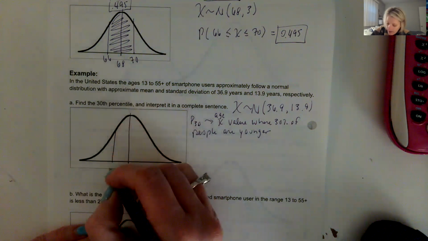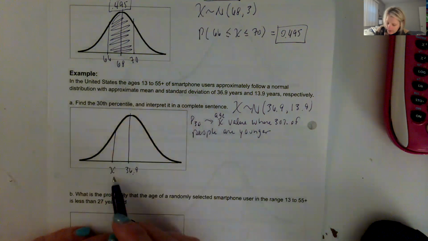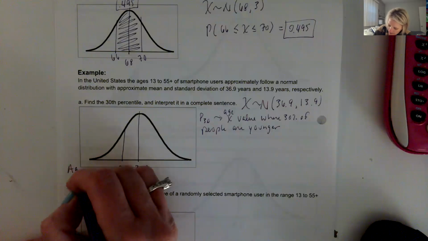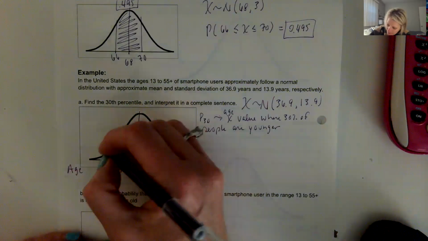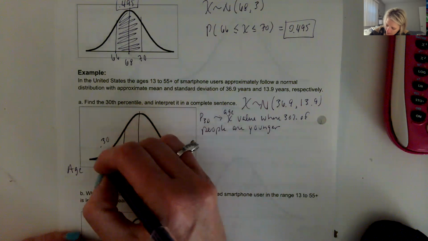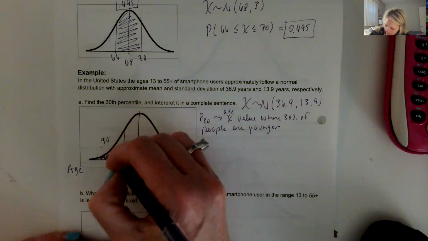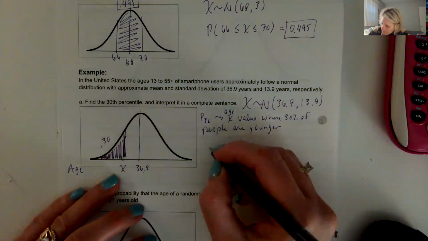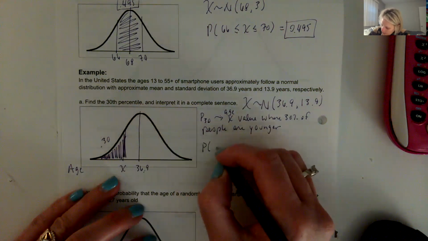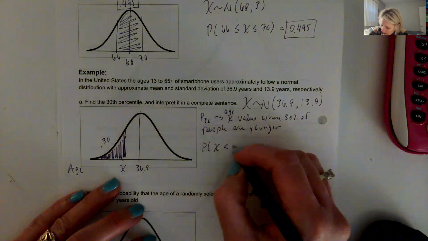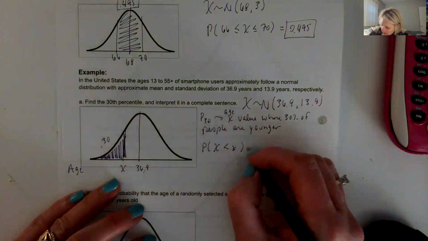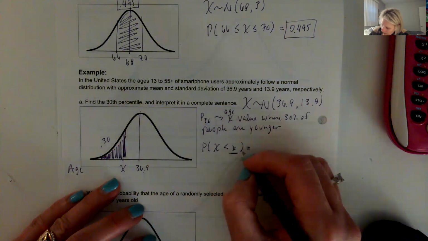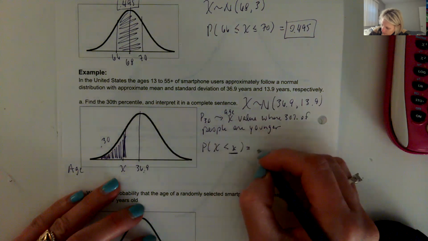So we know that the 30th percentile is going to be somewhere over here. We don't know what that age is, so we're going to call that age X. So age goes along here, and this is going to be 0.30 for the 30th percentile. And we're just going to shade this in. And so we are looking for the probability of X less than some X value, we don't know what it is, is equal to 0.3.